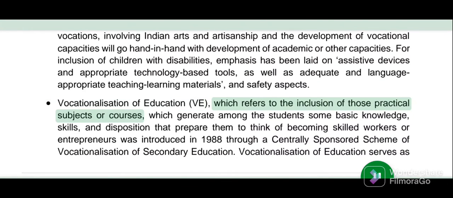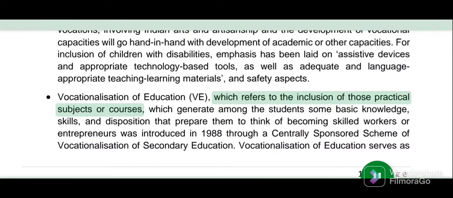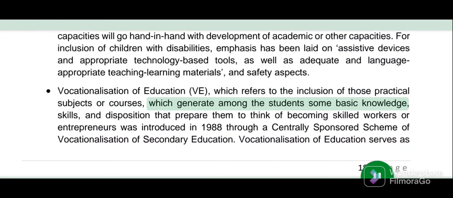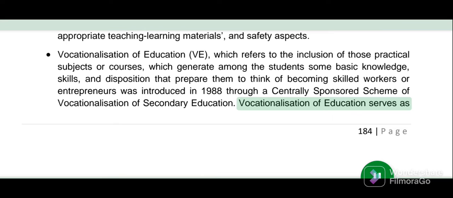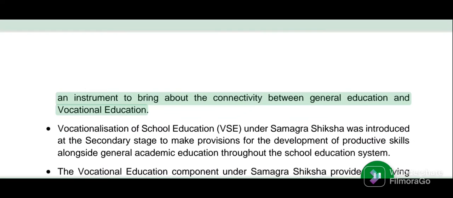Vocationalization of education, which refers to the inclusion of those practical subjects or courses, which generate among the students some basic knowledge, skills, and disposition that prepare them to think of becoming skilled workers or entrepreneurs, was introduced in 1988 through a centrally sponsored scheme of vocationalization of secondary education. Vocationalization of education serves as an instrument to bring about the connectivity between general education and vocational education.